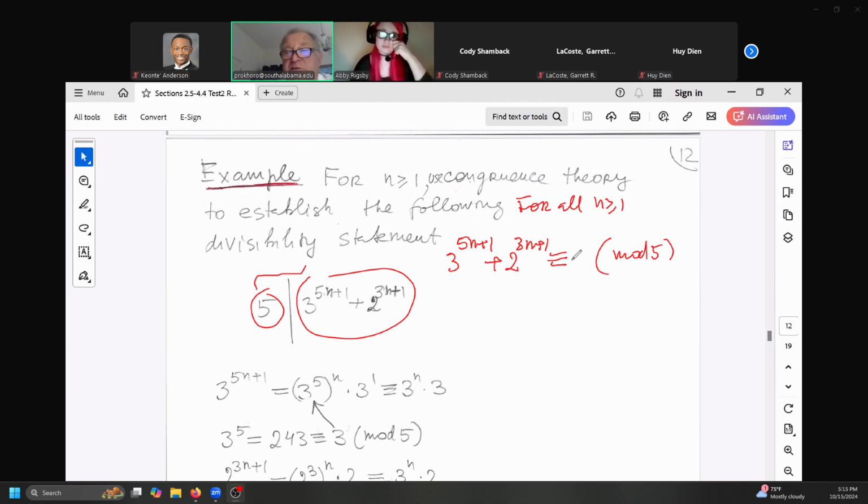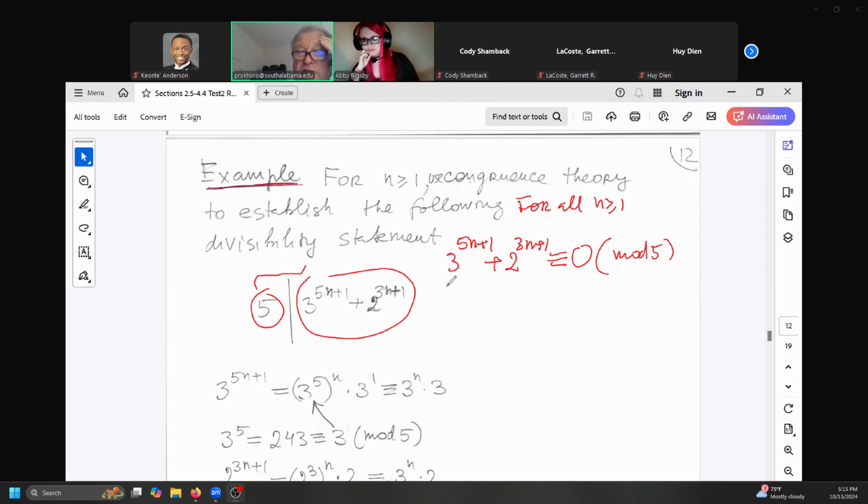So for divisibility, what do we need to write right there? If divisible, the modulo is congruent to 0. Okay, so to prove a number is divisible by 5, we need to prove this number is congruent to 0 modulo 5. Now I'm going to rewrite.